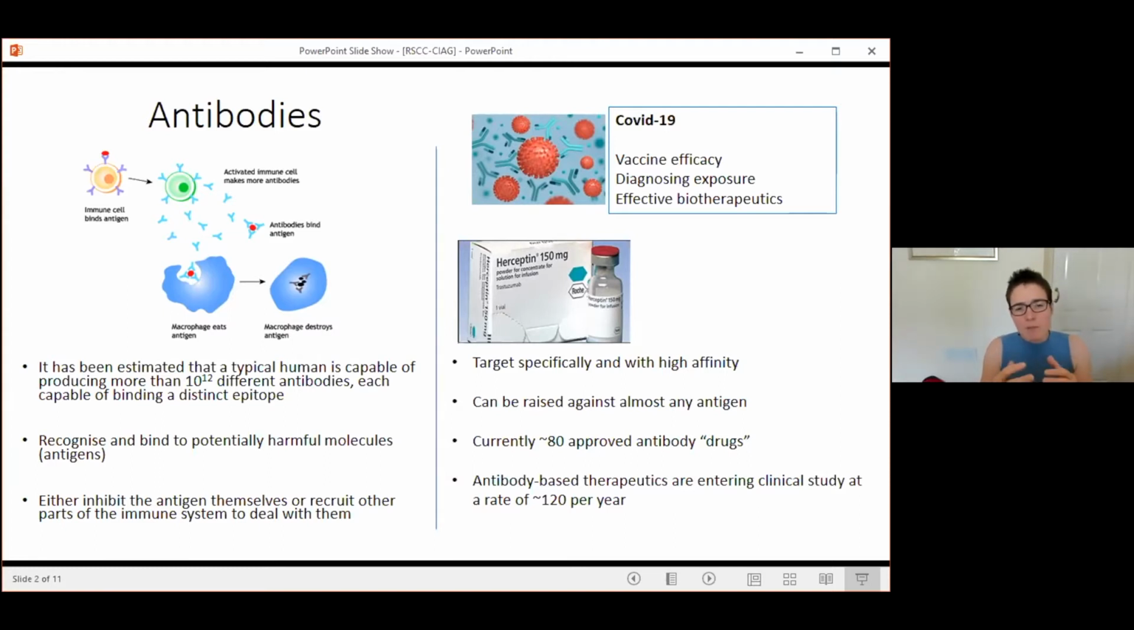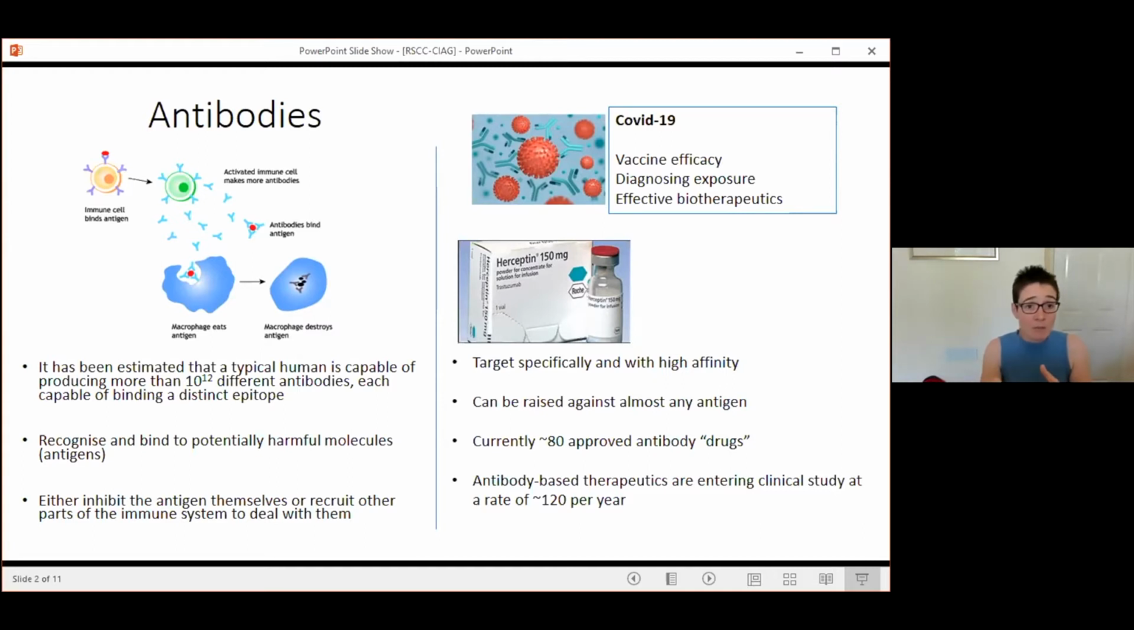And the thing that's very important to remember about them is they're entering clinical study at an incredibly rapid rate, because actually they're much quicker to, if you like, conceive of and build than a traditional small molecule drug. So it's much faster to get to an antibody that binds to your target of interest and binds to it specifically than a small molecule.